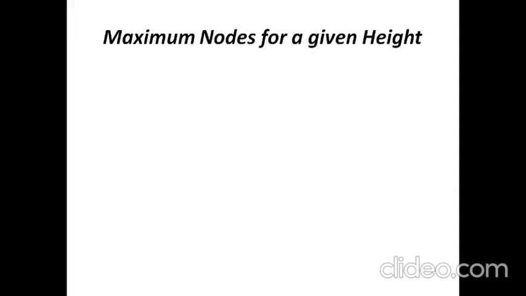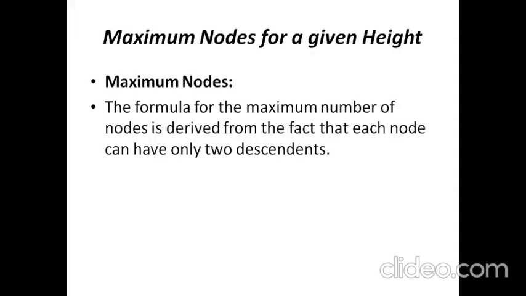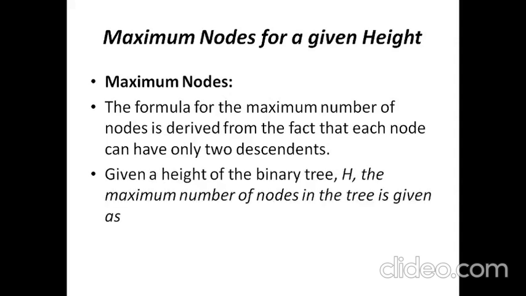And the maximum nodes for a given height. The formula for the maximum number of nodes for a given height is derived from the fact that each node can have only 2 descendants, and given a height of the binary tree h, the maximum number of nodes in the tree is given as n max equal to 2 power h minus 1. So you just have to substitute the value, which is the height.